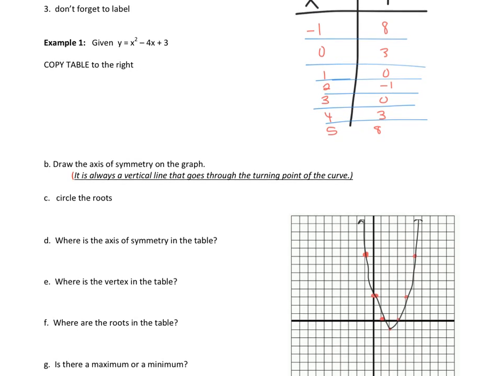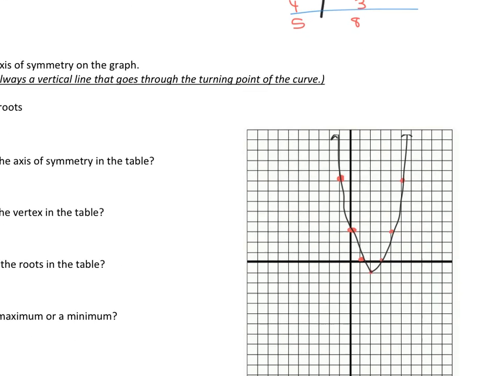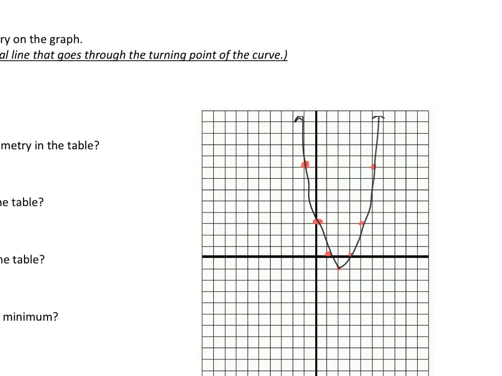Now it says we need to draw the axis of symmetry in the graph. Note, it is always a vertical line that passes through the turning point of the curve, which is just another way of saying our vertex. So for instance, if I draw in my curve, my graph going down, going down, and boom, comes back up. This point right here is where my axis of symmetry is. So I'm just going to draw a vertical line going down.